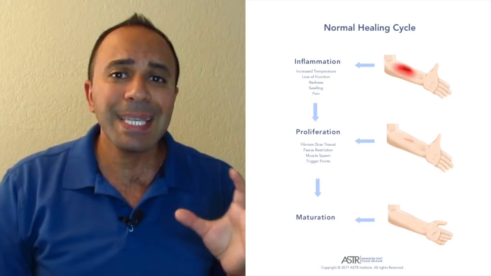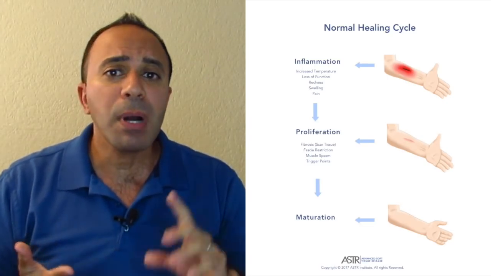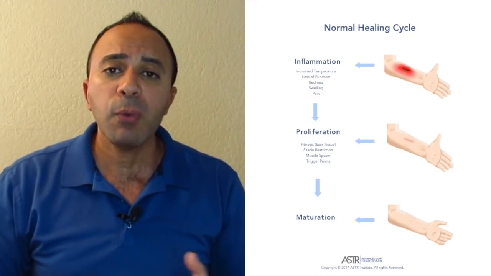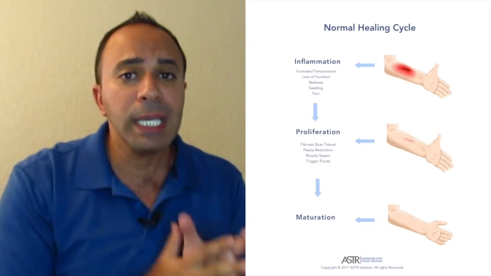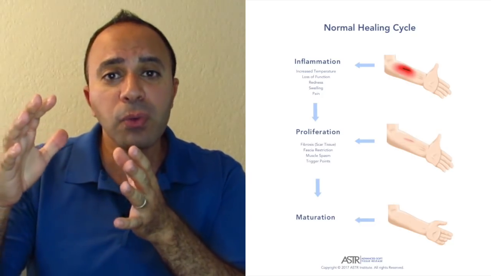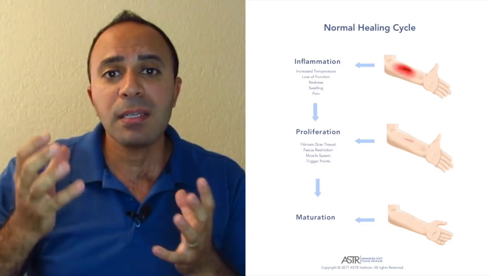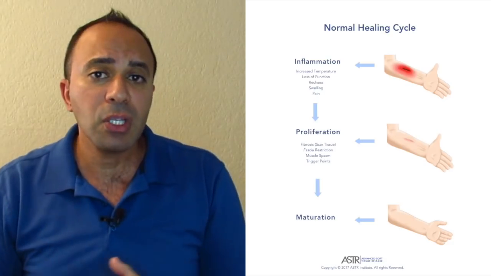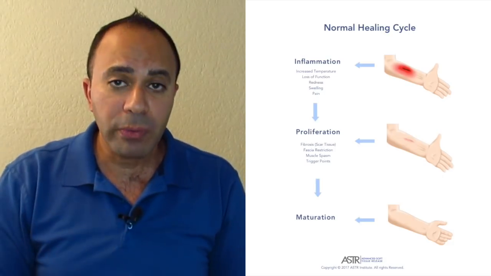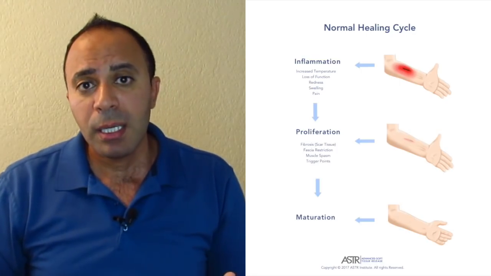I'm just going to use an external paper cut for visualization, but the same process happens internally from accident, trauma, poor posture, poor body mechanics. With any injury, the body has to go through those 3 stages in order to heal. If the body does not go through those 3 stages, it actually does not heal. It's either stuck in one or going back and forth between the first 2 stages, which are inflammation and proliferation. So, for example, an external paper cut.